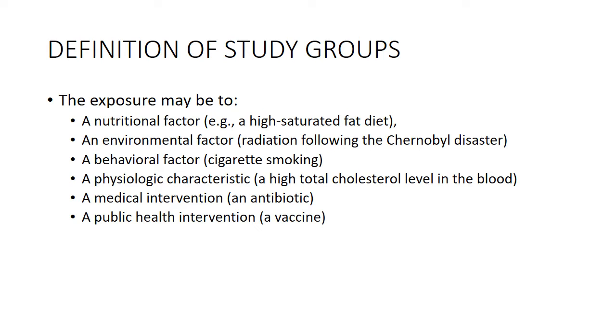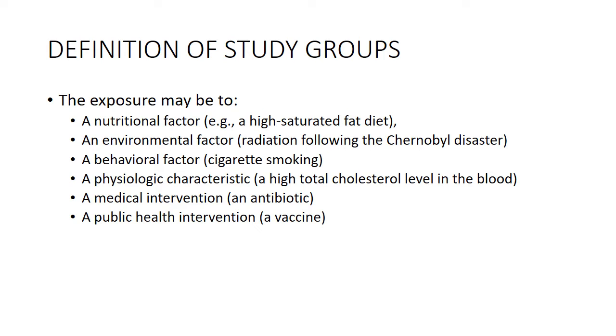Sometimes it could be a physiologic characteristic, maybe someone who just has a high total cholesterol in the blood, and has a high blood pressure, whatever happens to be. And then you can look at things like medical interventions or even public health interventions, whether or not someone had exposure to some sort of public health outreach, like some sort of class or something, or a vaccine. Again, these can all be your exposures. These are all going to be the independent variables that you're assigning people into your groups to, if you're doing a cohort study, right?